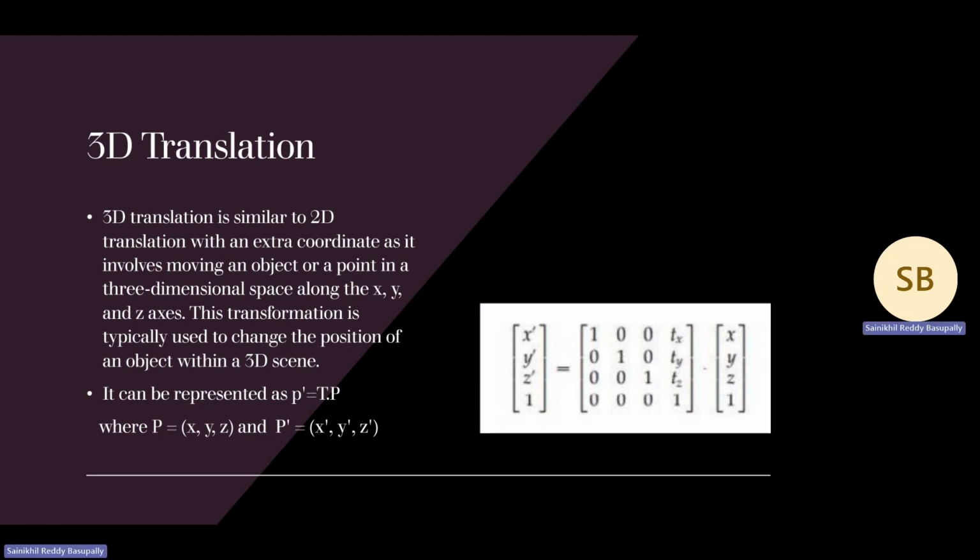As we can see in the picture over here, after translating a point to the new position x dash, y dash, z dash, we can see the resultant matrix with tx, ty, tz, which are the translation distances for x, y, and z axis. And in mathematical notation, we can represent the new point as P dash, where P is equal to x, y, z and P dash equals x dash, y dash, z dash, which is the new position of the object.